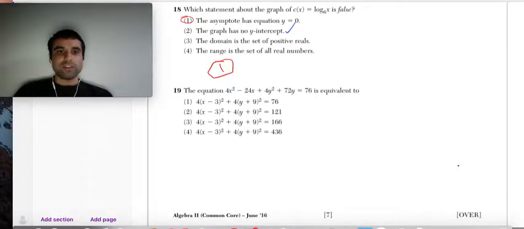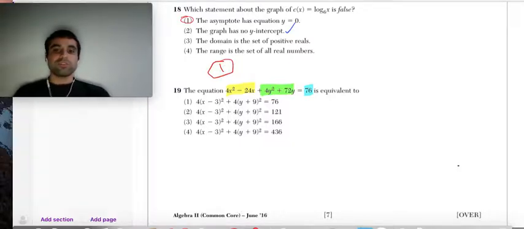So let's look at this very carefully. The equation 4x squared minus 24x, watch this, I'm going to highlight in different colors for a reason, plus 4y squared plus 72y equals 76 is equivalent to which of these?